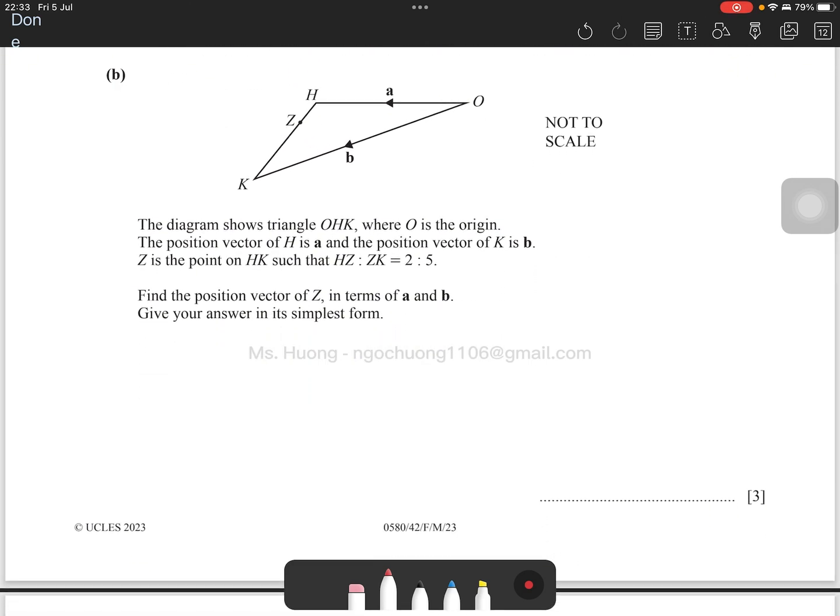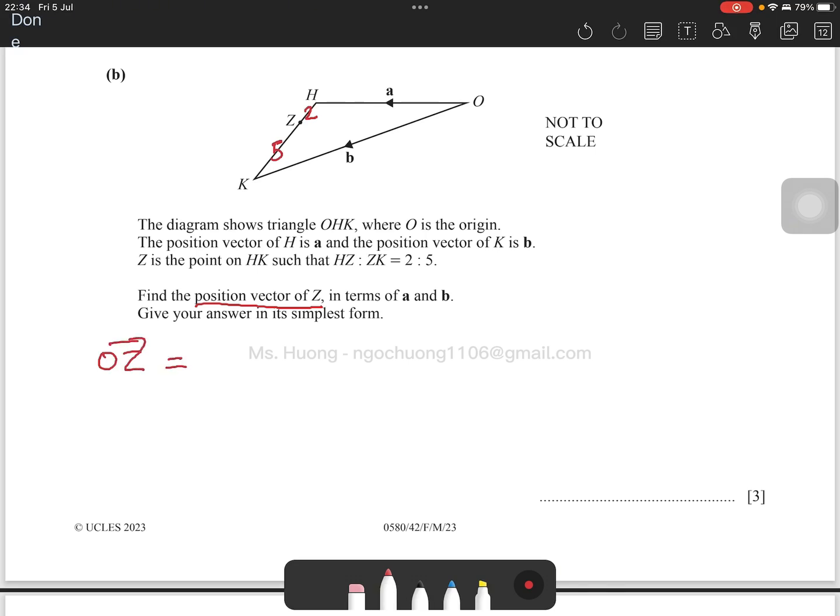B. The diagram shows triangle OHK where O is the origin. The position vector of H is a, and the position vector of K is b. Z is the point on HK such that HZ to ZK is 2 to 5. Find the position vector of Z in terms of a and b, which means we need to find the vector OZ.